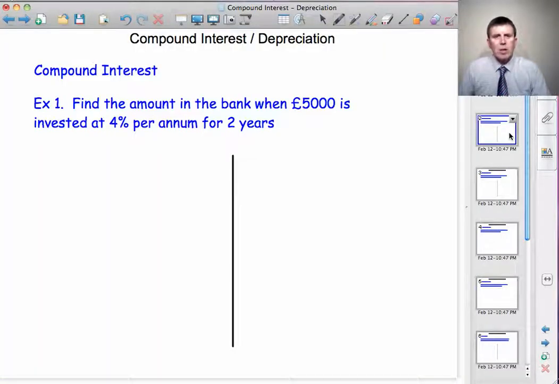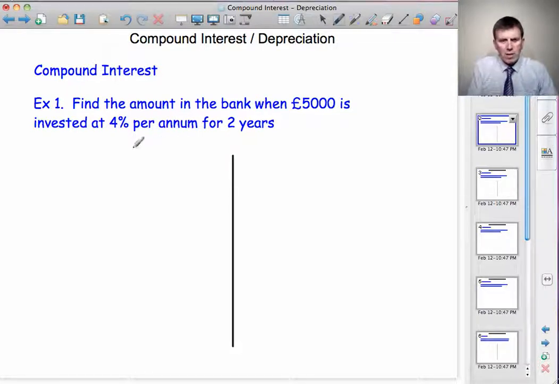To begin, compound interest. Find the amount in the bank when £5,000 is invested at 4% per annum for 2 years. That means you get 4% interest each year. Now, usually compound interest questions are on the calculator exam, but if the arithmetic is as simple as it is here, it can also be on the non-calculator exam. So we'll have a look at this question twice, once without a calculator and once with a calculator.